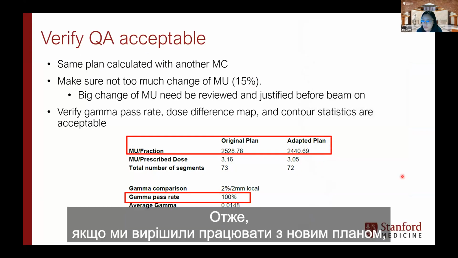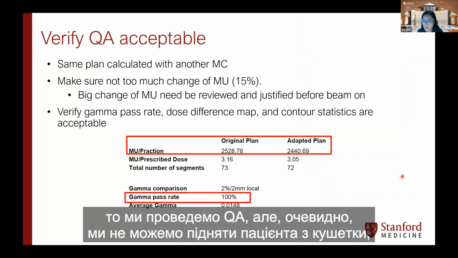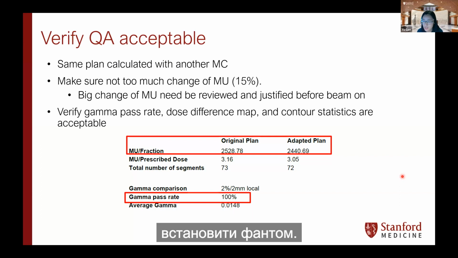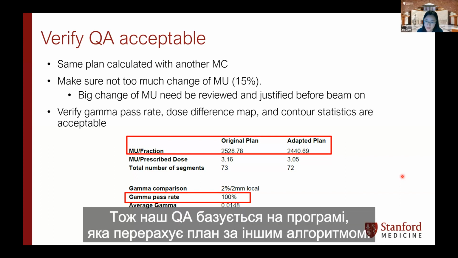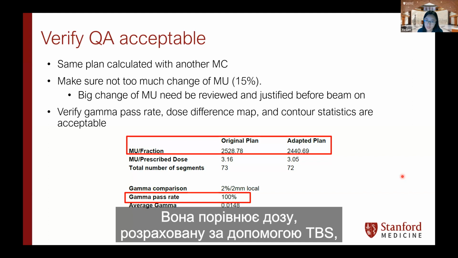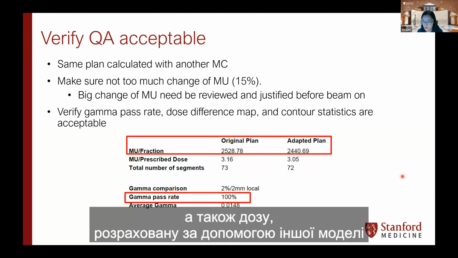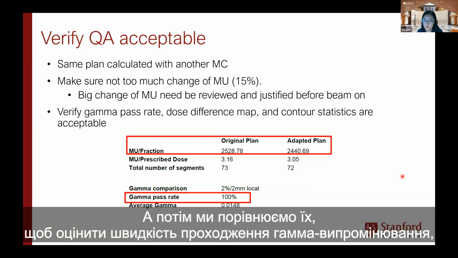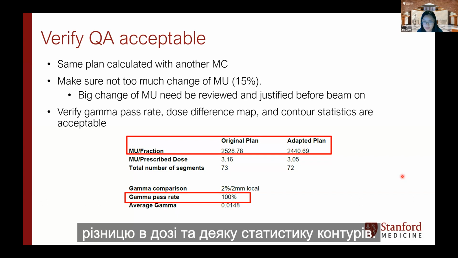So moving on, if we decided to go with the new plan, then we will run the QA, but apparently we cannot take the patient out of the couch and set up the phantom. So our QA is based on a program that will recalculate the plan using a different algorithm. So it's kind of like an independent comparison. So it will compare the dose calculated using the TPS with the dose calculated with another dose calculation model. And then we compare them to evaluate the gamma passing rate, dose difference, and some contour statistics.